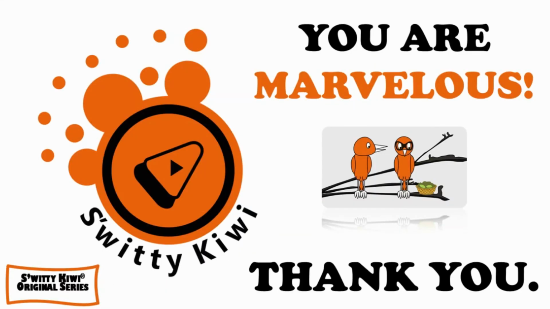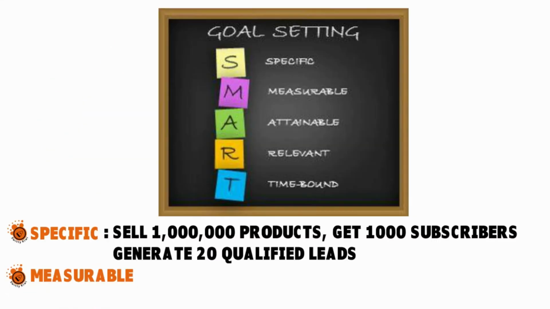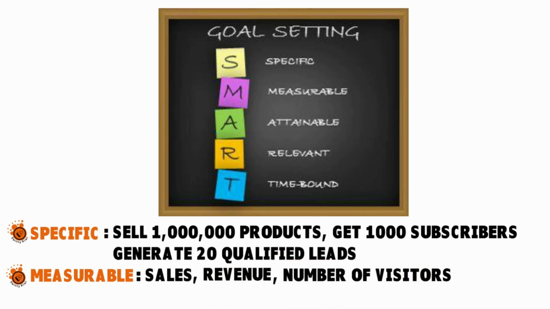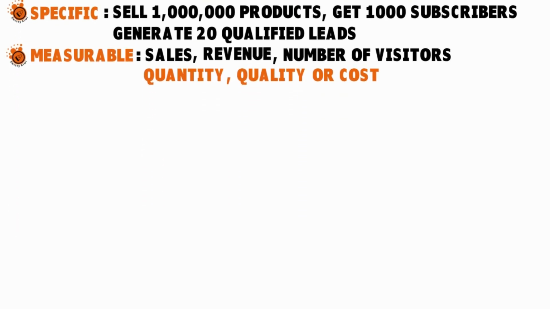M stands for measurable. So you want to think about the metrics that you'll use to evaluate whether you achieved your goal. They should be quantifiable things like sales, revenue, number of visitors, subscribers, measured in objective terms like quantity, quality, or cost. Now, these metrics will be reported in numbers, percentages, or on a binary scale, yes or no. See, the more focused you are, the more likely you are to reach your SMART goal.